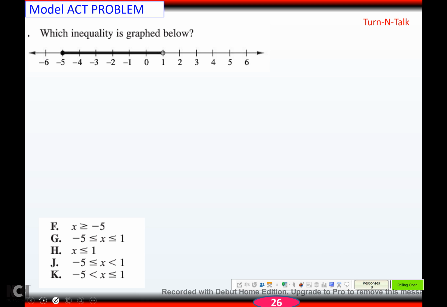Hit pause. Come back when you're ready. And hopefully you got J. This says that my x's are between negative 5 and 1. If you go little letter big, I promise your arrows will always point left. Now, since this one is filled in, I need a bar. Since this one is not filled in, I don't need a bar.